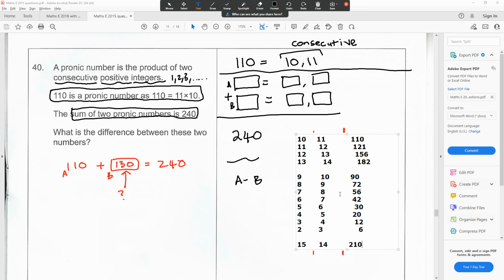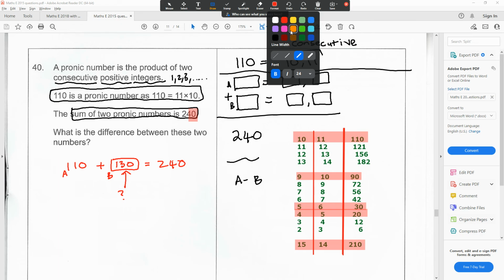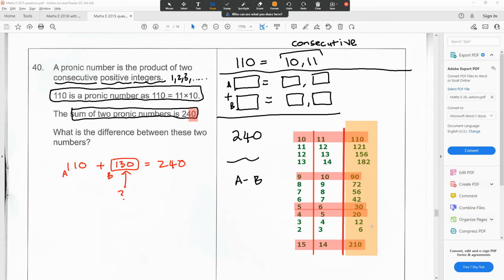So 210. Now, the number we're looking for, do you notice that it has a 0 at the end, right? So that means I must look at all the numbers that end up with zeros at the end. And I'm looking for two pronic numbers in the third column that'll add up to 240. So my pronic numbers, remember, lie in this column. Those are all my pronic numbers. Can you spot two pronic numbers that add up to 240? Using the table method, can you spot two numbers that add up to 240?